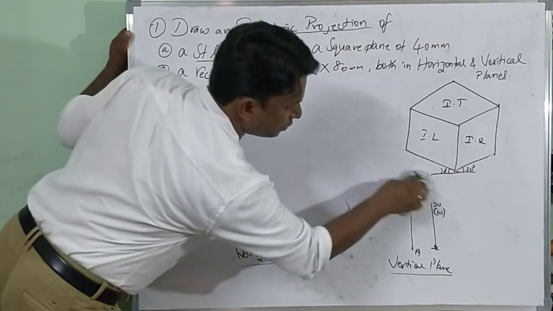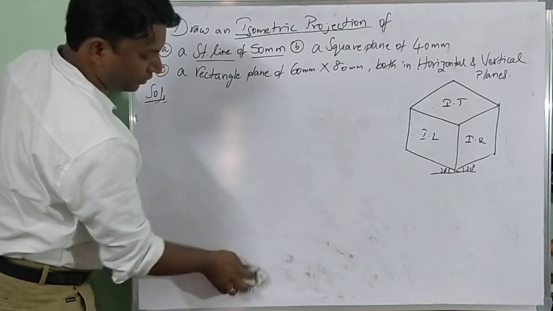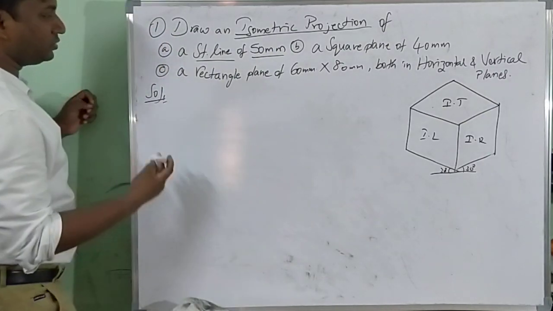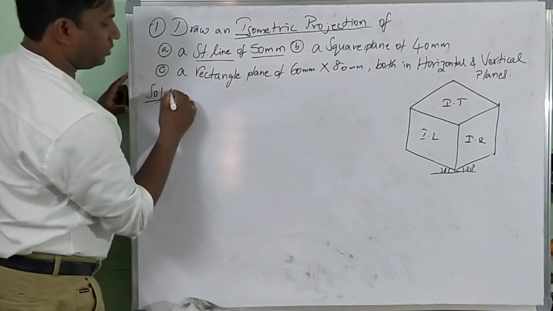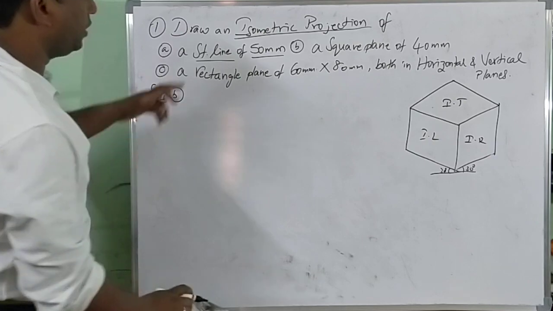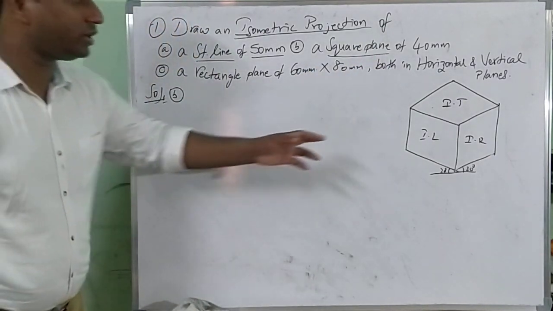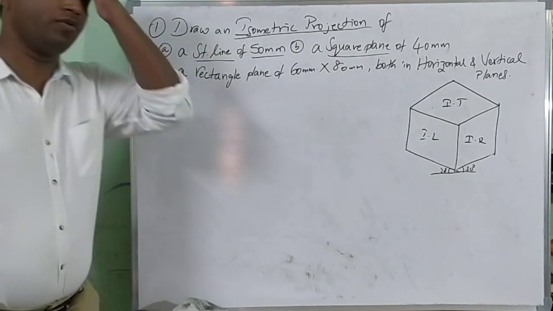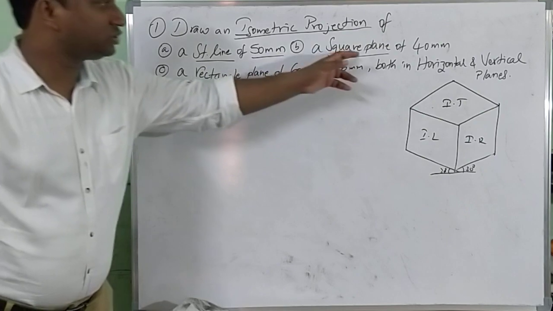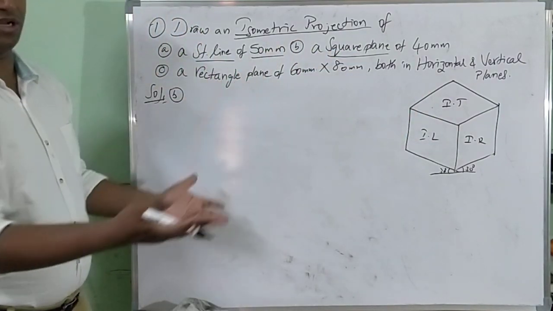You all are supposed to draw them on a piece of paper and submit it for marks. Don't simply watch. Now second, B question solution, square of 40 mm, square plane. Now we have moved from lines to planes. We have used a cube, which is nothing but 6 square planes. Now square plane: iso left, iso right, iso top. We will differentiate them, that's it.